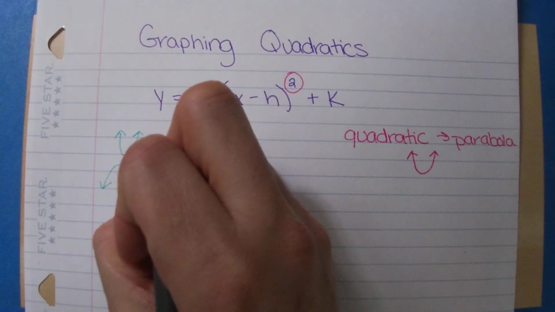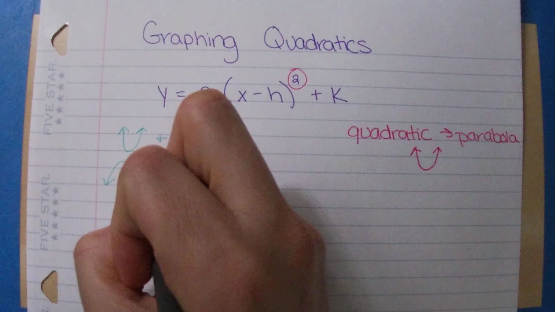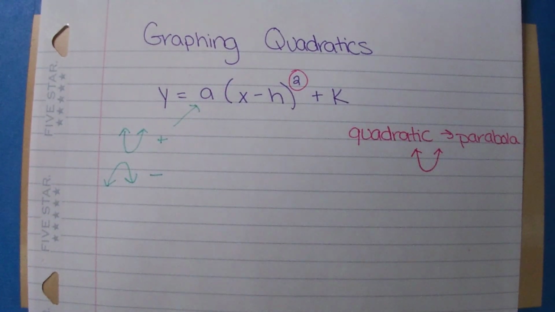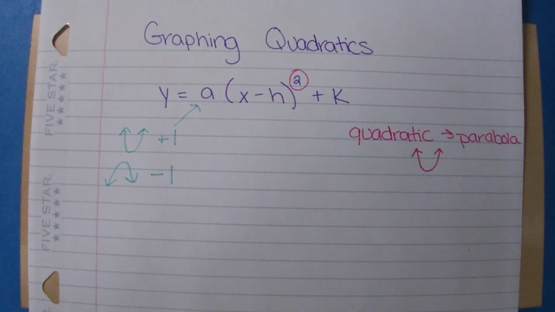If a is positive, so anything greater than 0, it's going to open up. If a is negative, anything less than 0, it's going to open down. And we are going to focus on two very specific situations. The only options we're going to see today are where a is positive 1 or where a is negative 1. Those are the only options that we will see for a.